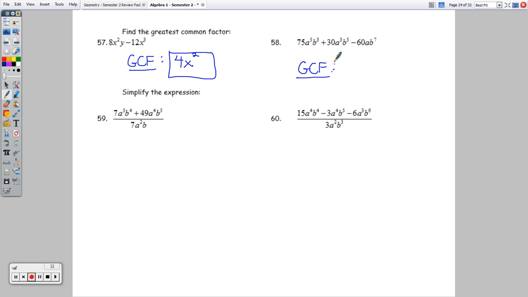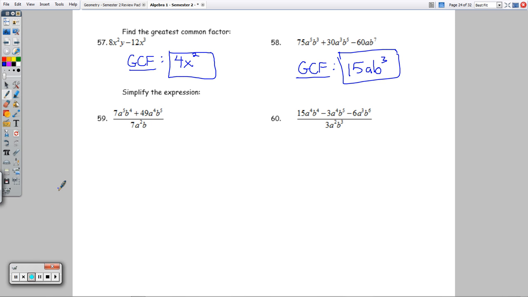And then same approach here. Look at the coefficients. 15 is the largest number that goes into all three of those coefficients. Look at the a's. It looks like they all have at least one a, so we can write an a. Look at the b's. They all have at least 3 b's, so b cubed is part of the GCF there. 15a b cubed.